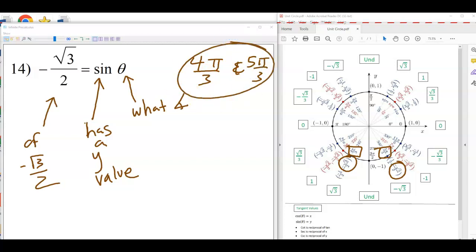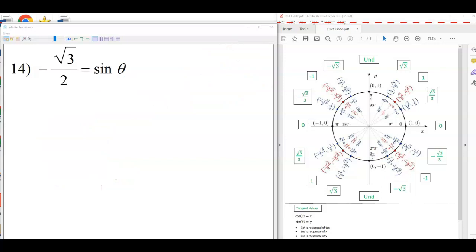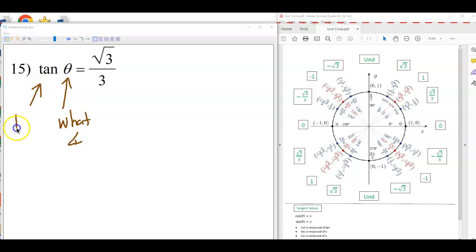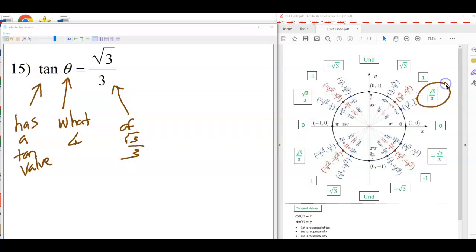Okay, we'll do one more before we practice a little bit. What angle has a tan value of radical 3 over 3? I see one here, and I see one here. So the angles that go with those tangent values are pi over 6 and 7 pi over 6.